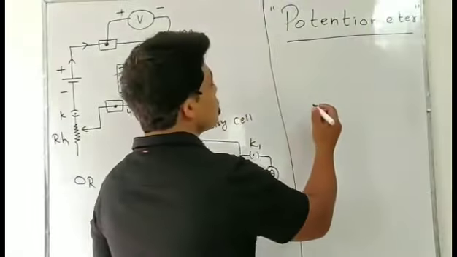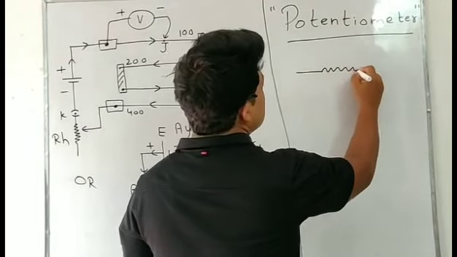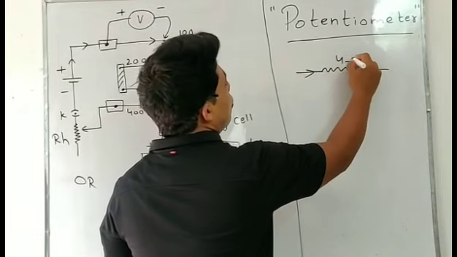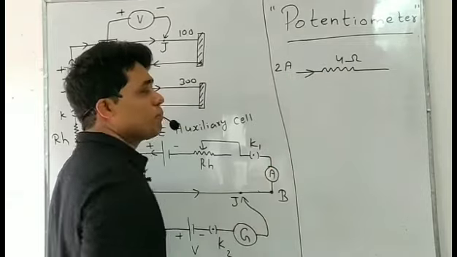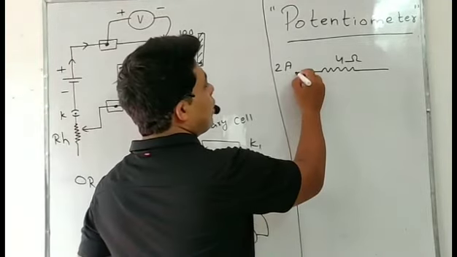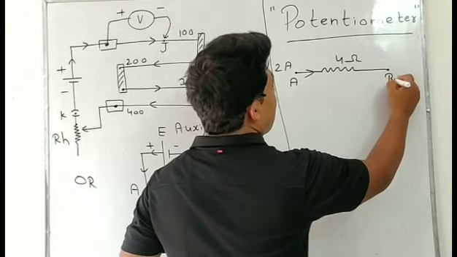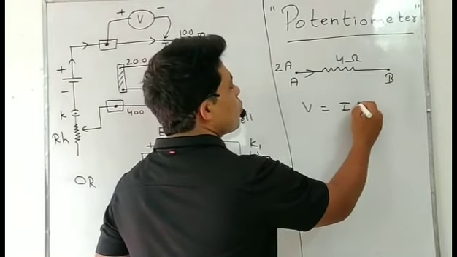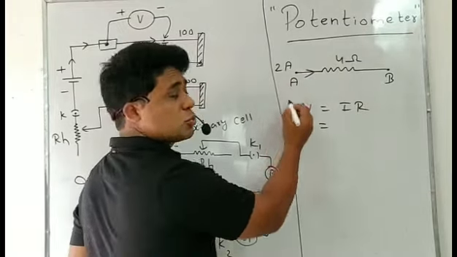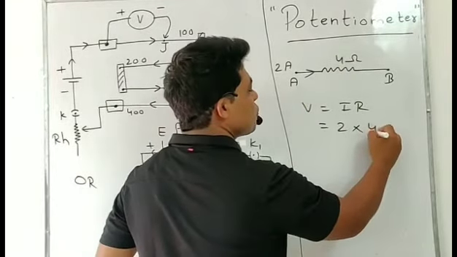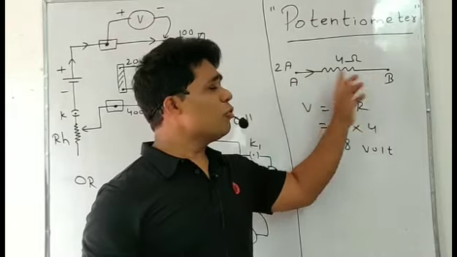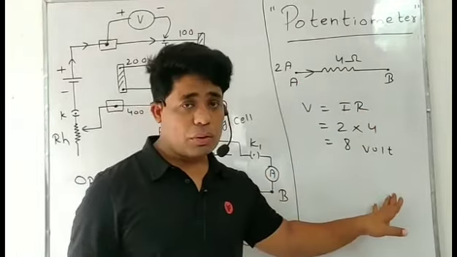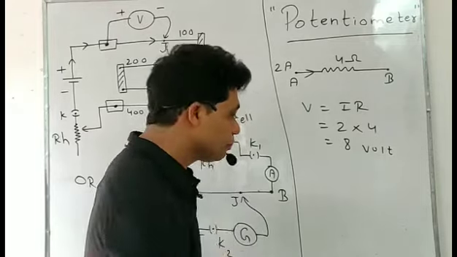Look students, suppose we have a resistance wire of 4 ohm, and suppose 2 ampere current is coming from that side. When we measure the potential difference along these 2 points, we apply Ohm's law, V equals IR. Current is 2 ampere and resistance is 4, so it will come to 8 volt. So when we measure the potential difference along the wire between 2 points A and B, we'll get 8 volt. But what happens when we measure by a voltmeter?